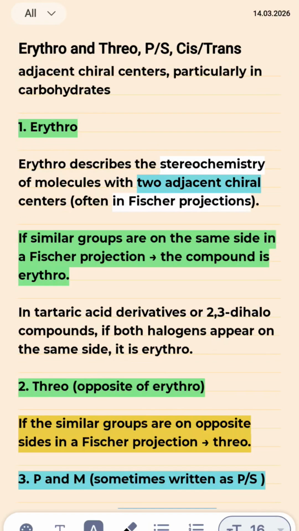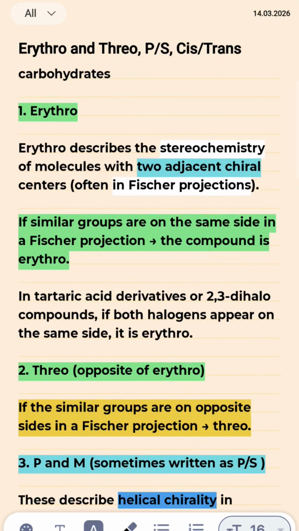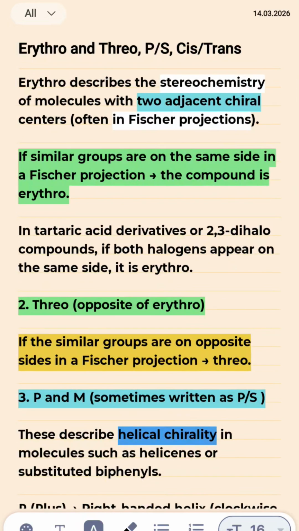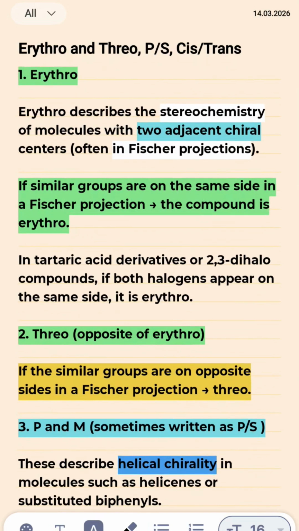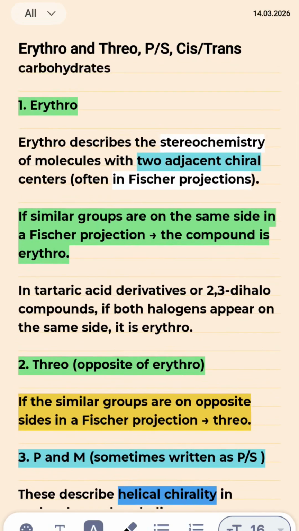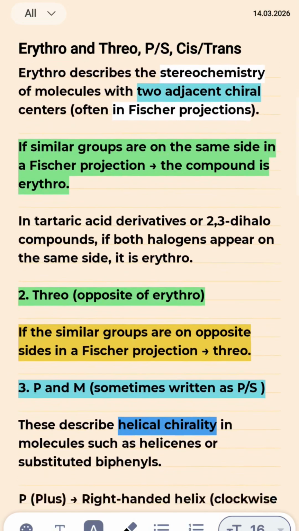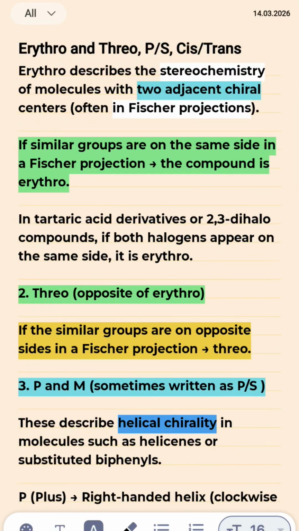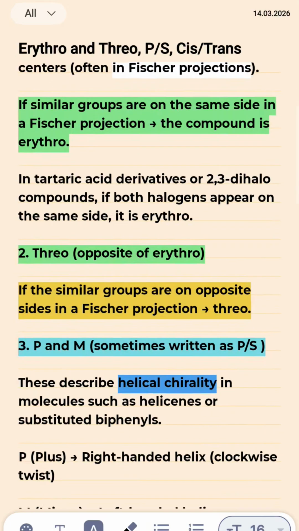Like in erythro, it describes the stereochemistry of molecules where two adjacent chiral centers are present, often in Fischer projections. In Fischer projection, we get two adjacent chiral centers. For two adjacent chiral centers, we have representations like erythro and threo. If similar groups are on the same side in Fischer projection, then the compound is erythro.